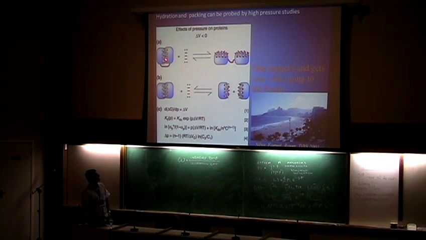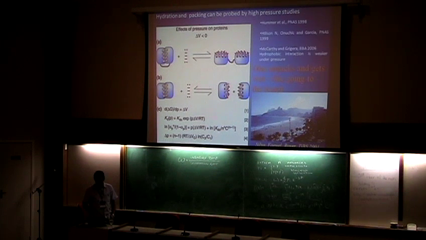So the proteins denature by pressure or dissociate by pressure because the native states or the associated states have larger volumes, either because they have cavities that become empty when the protein denatures or dissociates, or you have hydration of that surface that is now exposed.